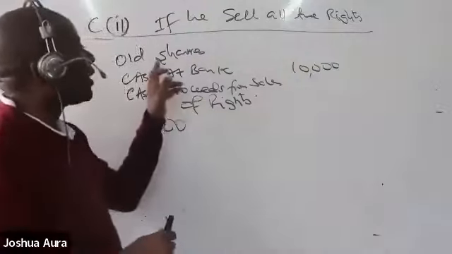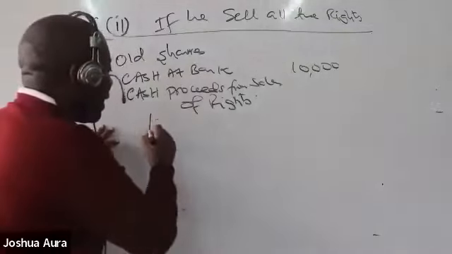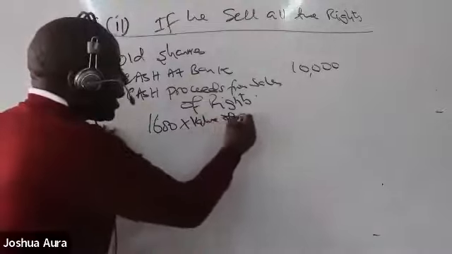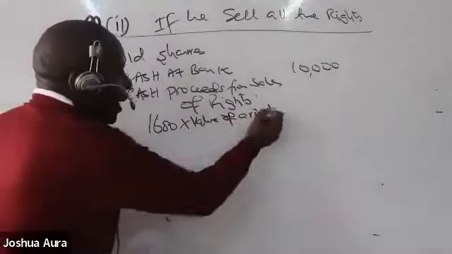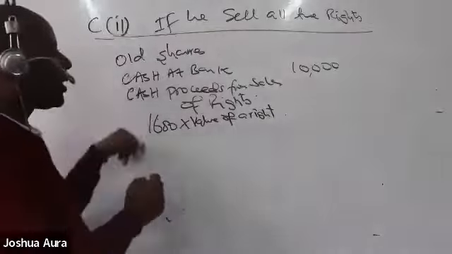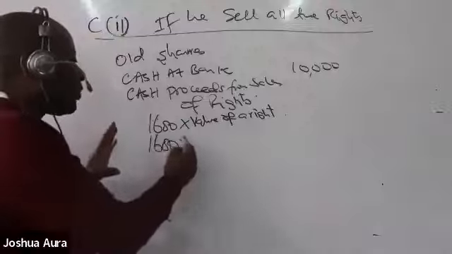Always you use the shares that are there. So you pick in this case here 1,600 times value of a right. Quite confusing, but you shall overcome. So 1,600. So here you don't make use of that a quarter.